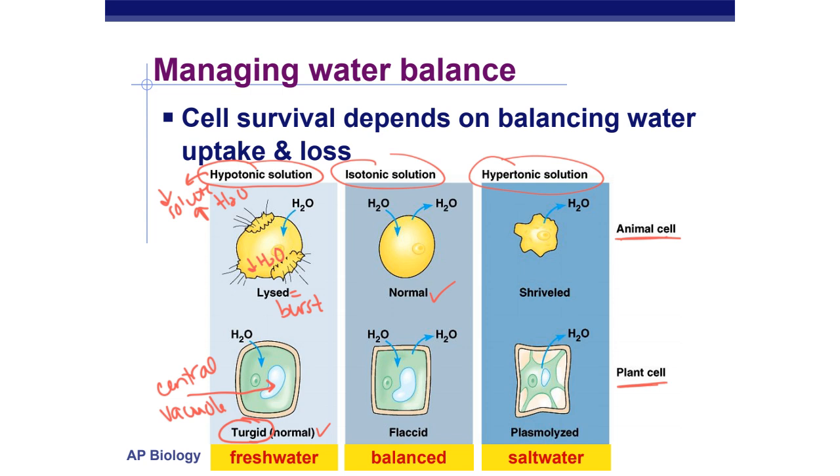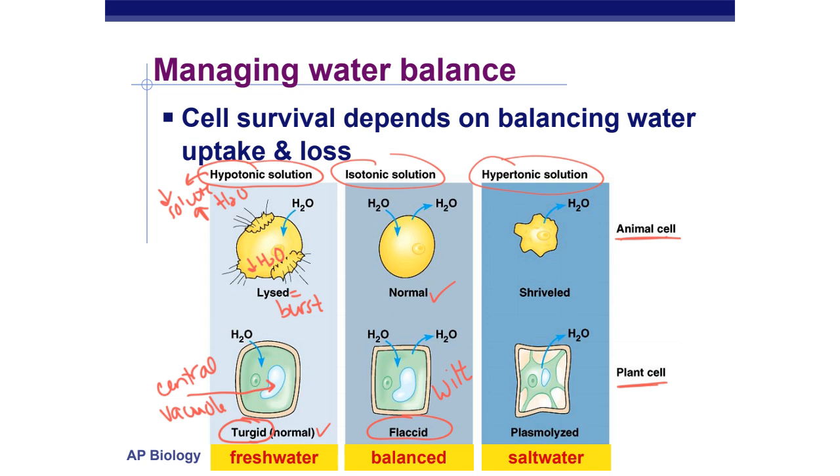Concentration is the same of the solute on both sides, which means the concentration of water would be the same on both sides of the membrane. Water moves in and out of the cell at the same rate, and the animal cell is normal. The plant cell will be flaccid, which means the plant is going to look like it's starting to wilt, right? It's going to start to slump. It's going to start to lean.